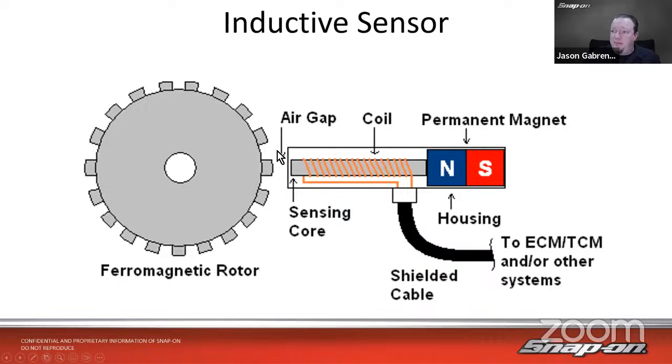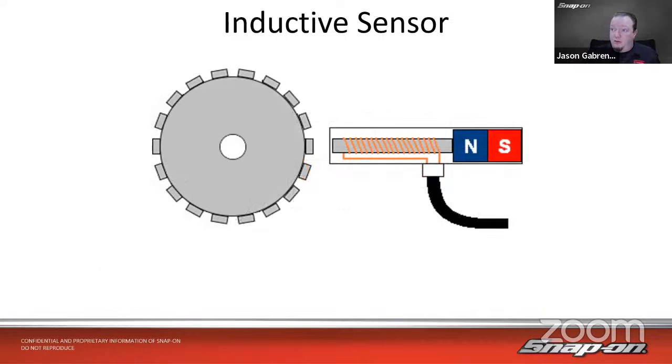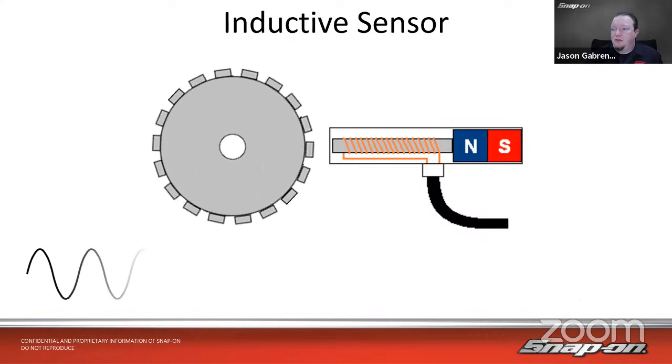You're gonna have an air gap in there, and as the teeth on the rotor spin by, it has a magnet, and it has a coil in there, and it's going to generate a voltage. It's going to kind of look like a sine wave if you were to look at it on a scope. So as it goes, it's going to induce a current through that coil, and it is going to generate a sine wave.